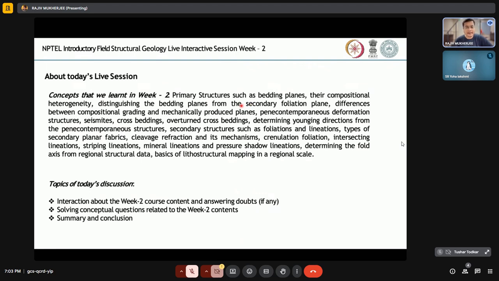Then penecontemporaneous deformation structures, seismites, cross beddings, overturned cross beddings, and also determining the younging direction from these penecontemporaneous structures. And then come the secondary structures, mostly penetrative and non-penetrative, and from that we discussed foliations and lineations, types of secondary planar fabrics, and how they interact based on the rheology or the strength of the material, that is also known as the cleavage refraction property, and its mechanisms. Then comes crenulation foliation, how first generation foliation planes are developed into second generation crenulation foliations, intersecting lineations, stretching lineations, mineral lineations, also the pressure shadow lineations.